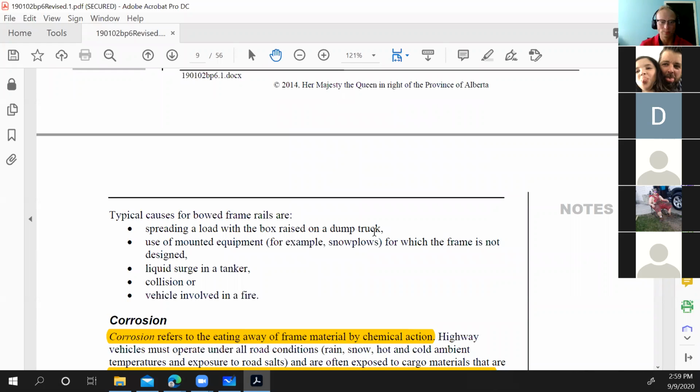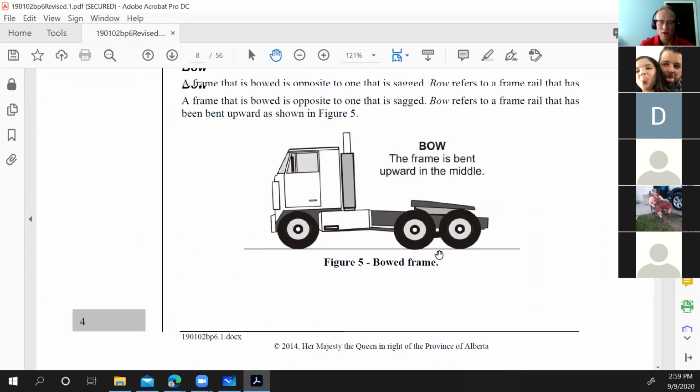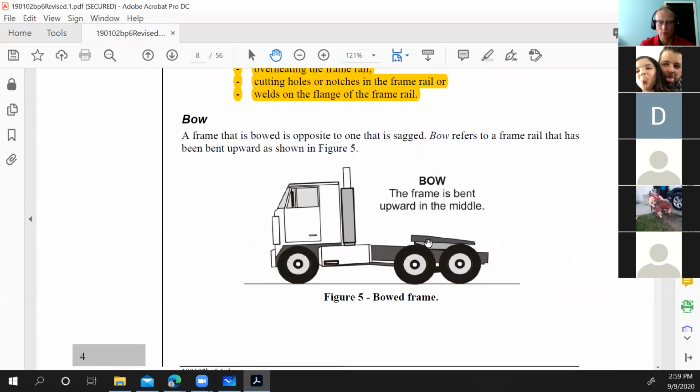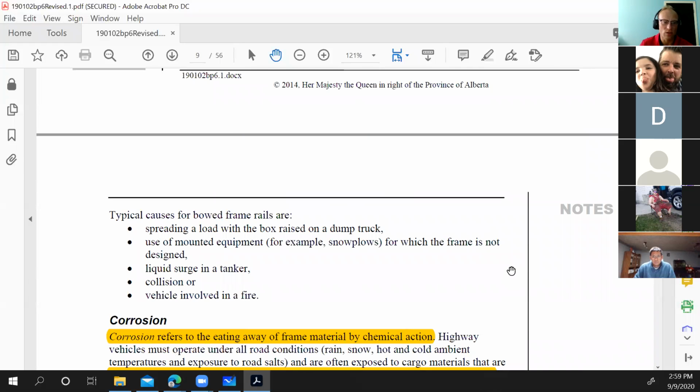I've seen that too. Incorrect use of mounted equipment. Yet again, if this tractor originally had a fifth wheel on here, and you yard that off and put a deck on there with a big winch, and you start pulling loads that this wasn't designed for, you could end up getting this kind of damage as well, okay? So, incorrectly mounted equipment.